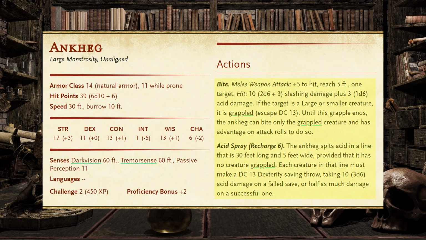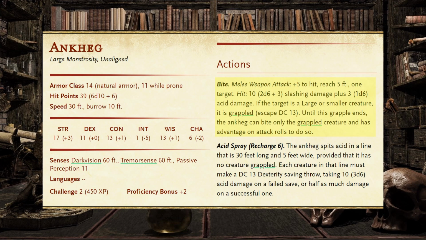For offensive actions, the Ankheg has a bite attack and a recharging acid spray attack. The bite attack has a +5 to hit, a reach of 5 feet, and deals 2d6 plus 3 slashing damage plus 1d6 acid damage on a hit. If the target is a large or smaller creature, it is grappled with an escape DC of 13. Until this grapple ends, the Ankheg can bite only the grappled creature, but it has advantage on attack rolls to do so.